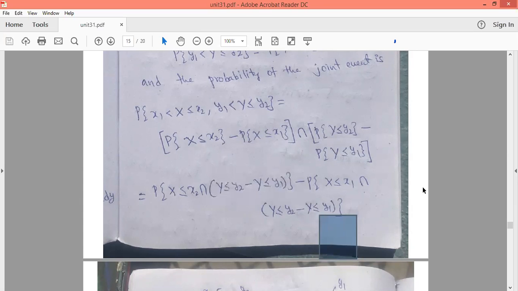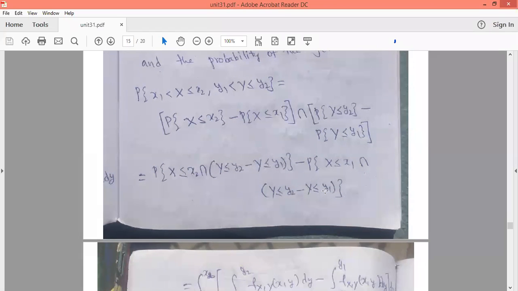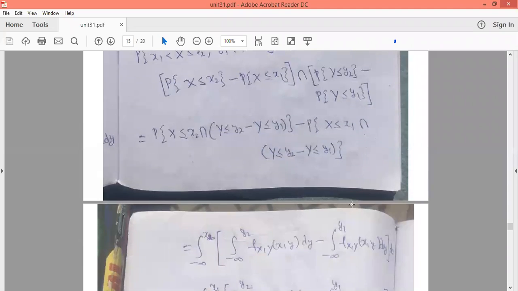Okay. So now what is here? We have intersection here, no? So it is probability of x less than or equal to x2 intersection y less than or equal to y2 minus y less than or equal to y1. Okay. And here on the other term, next term is what? Probability of x less than or equal to x1 intersection y less than or equal to y2 minus y less than or equal to y1.